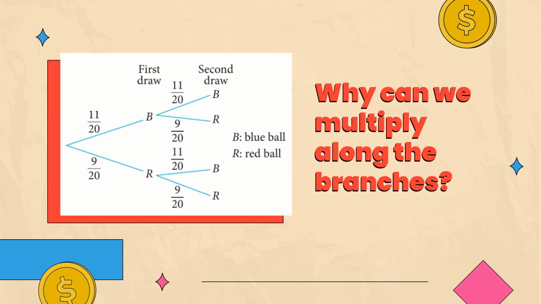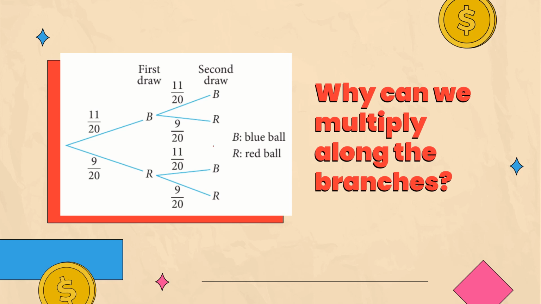Hi everyone. In this video, we will be looking at why it is that we can multiply along the branches to find the probability of a certain outcome. In this picture on the left, there is a tree diagram that illustrates the first draw being a blue or red ball, and then the second draw also a blue or red ball.